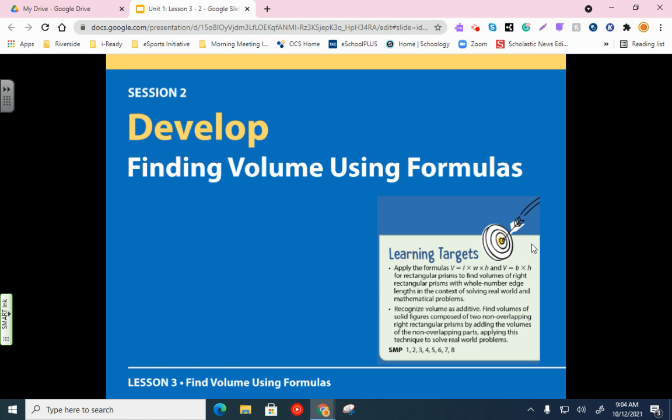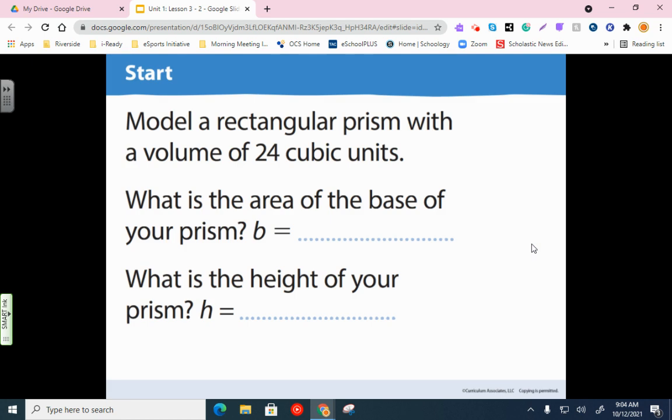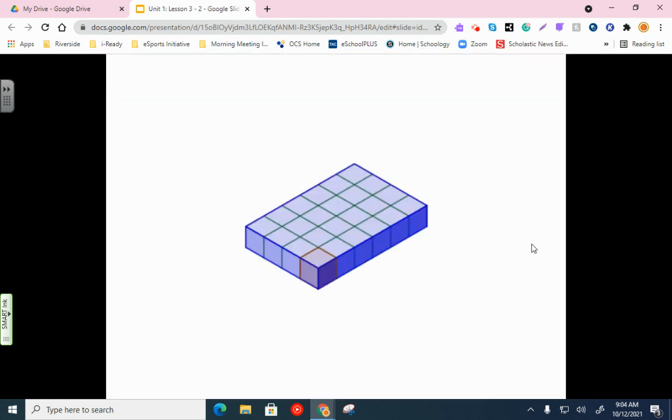But for the warm-up today, if you're in class, you'd have 24 cubes, and you would build that rectangular prism and then tell us what the base of your prism was and what the height was. The point of that being showing you how that one formula V equals B times H actually works. So kids at home that don't have cubes can look at this.